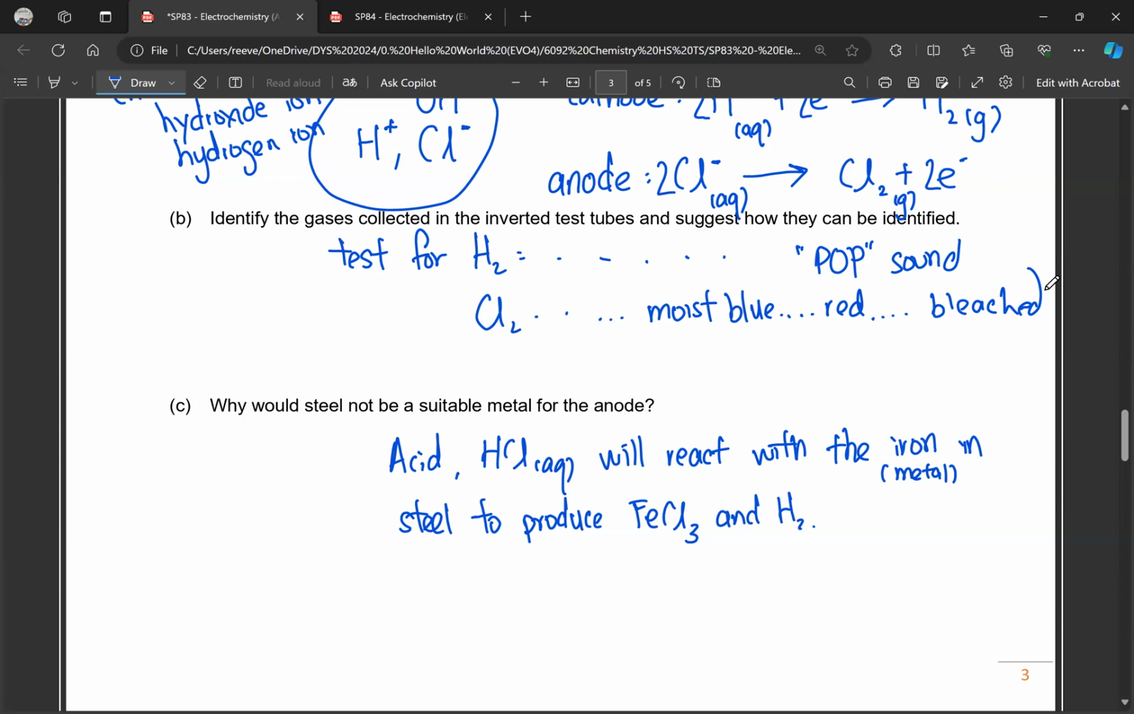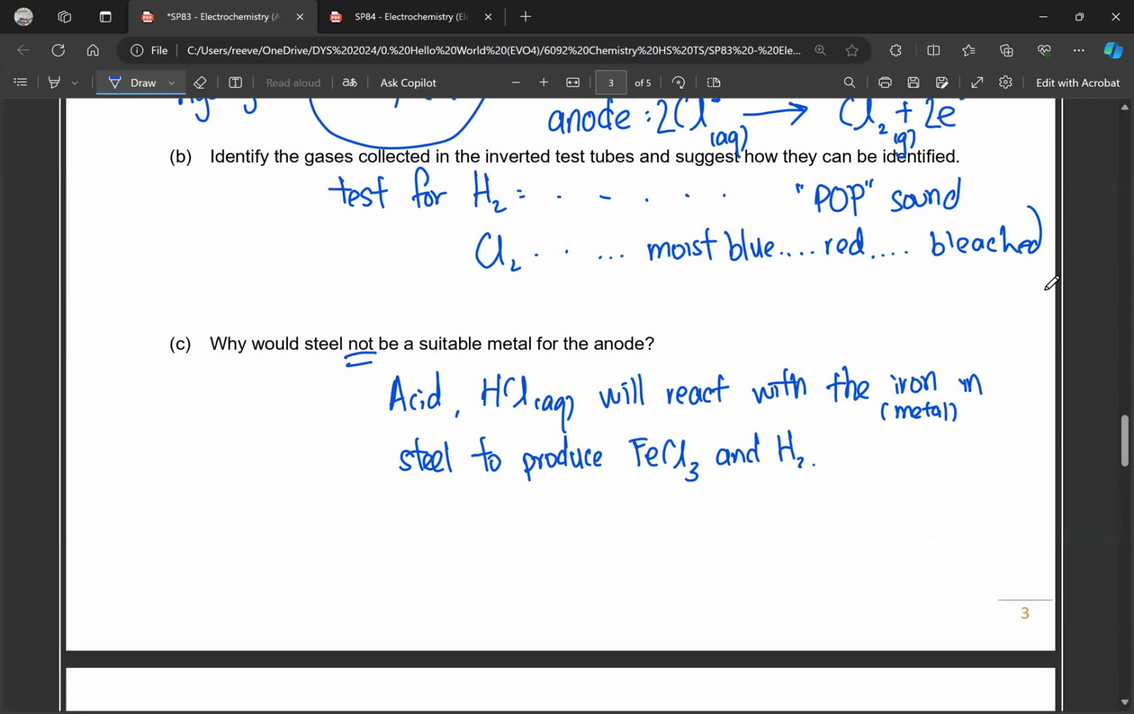So I cannot put a metal there, and I put the acid there also. Why is that acid? Because I use HCl. I'm doing the electrolysis of HCl acid. So I cannot use steel, because like that the anode will react finish. No more anode. So it's not a suitable metal for the anode. Any questions so far? So far, so good. Okay, move on.